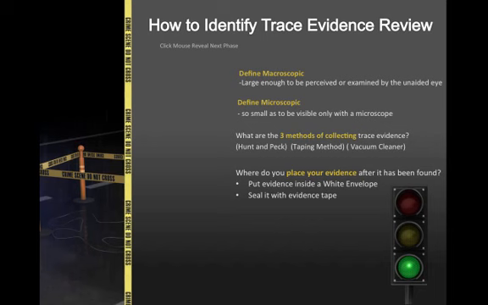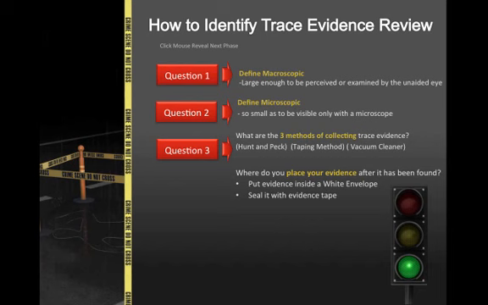How to identify trace evidence review. Define macroscopic: large enough to perceive or examine by the unaided eye. Define microscopic: so small as to be visible only with a microscope. What are the three methods of collecting trace evidence? 1, the hunt and peck method. 2, taping method. 3, the vacuum cleaner method.